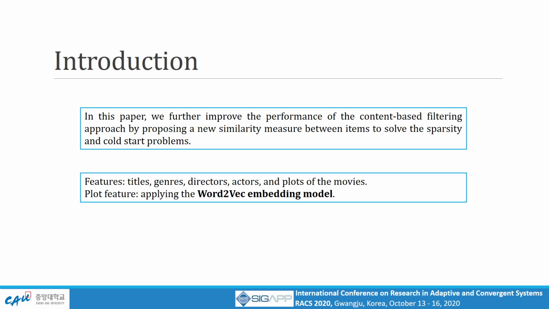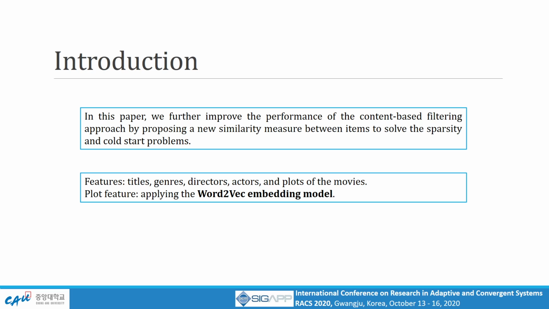In particular, the features such as title, genre, director, actor, and plot of the movie are attractive. Clearly, the feature information is more reliable than the user rating, since it is provided by movie experts, for example, the director or the producer. And especially, word embedding has been proven to be effective in terms of textual representation compared to conventional models such as TF-IDF vector or bag of words model.